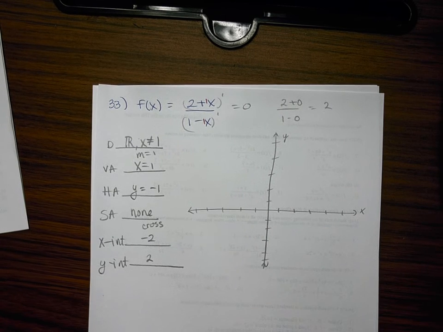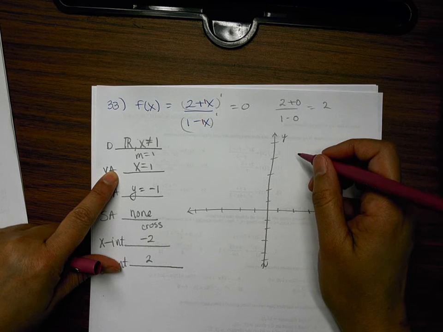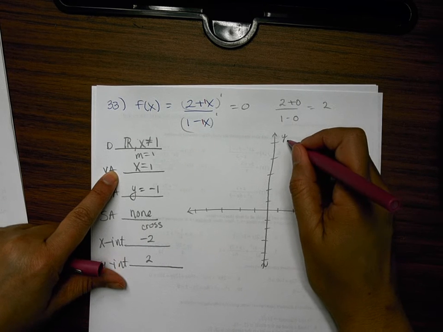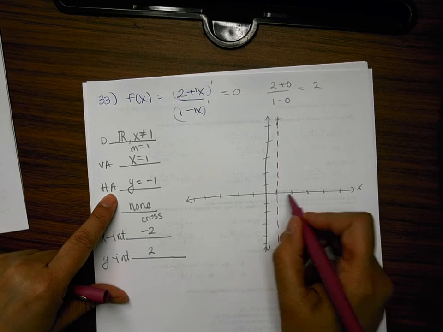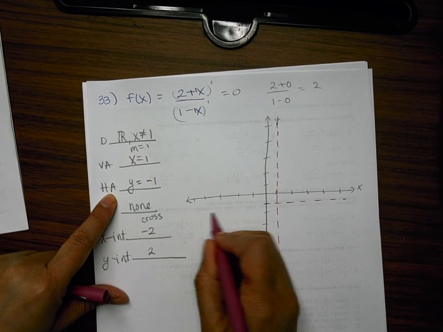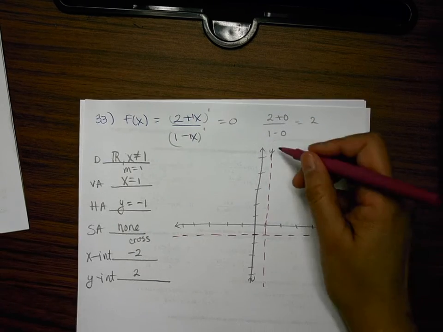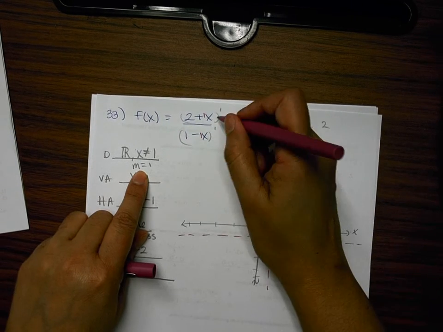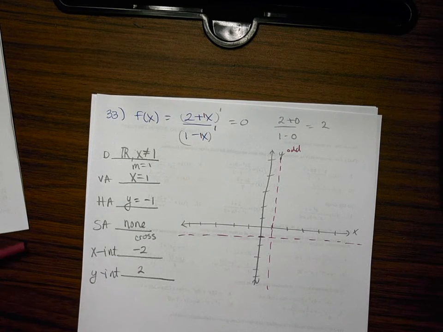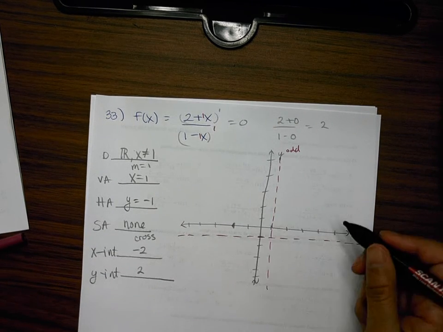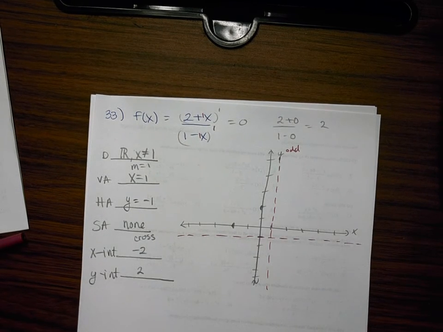Okay. Vertical at x equals 1. Y equals negative 1. And this vertical came from the multiplicity of 1, which means it is odd, which means opposite direction. I have an x-intercept at negative 2 and a y-intercept at positive 2. And I have a left half and a right half, no test values.